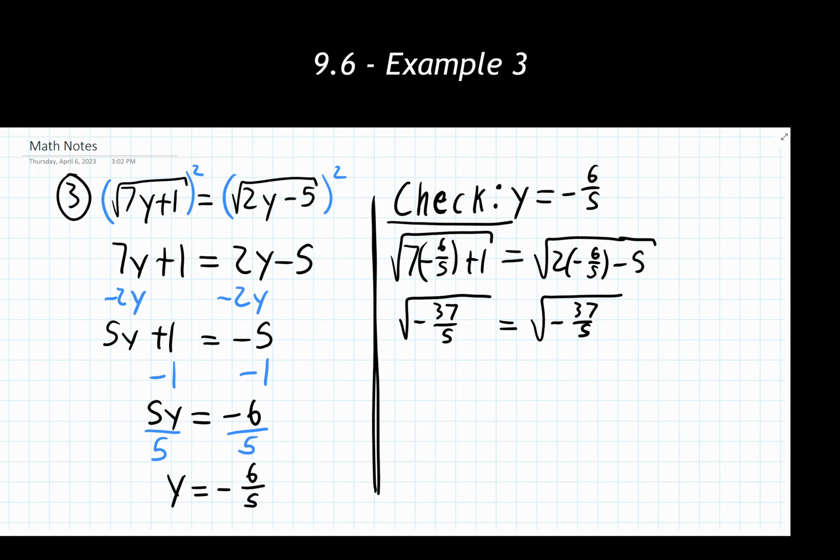Now this is where it gets a little deceptive. We look at these things and we say, well, the left side is the exact same as the right side. They are equivalent to one another. And while that is true, can we take the square root of a negative radicand and get a real answer? No, we can't. So based on that, we cannot actually have a real solution to this. So from there, we get imaginary answers.